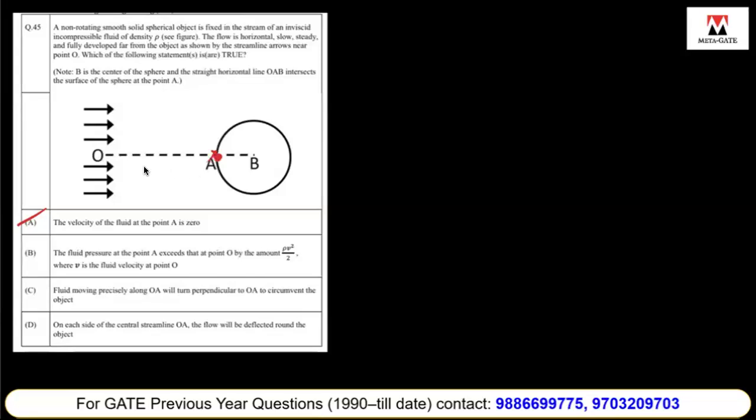Now, if you see, the pressure at point A exceeds that at point O by an amount of half rho v square. From Bernoulli's principle, P at O plus half rho v square is equal to PA plus half rho VA square. As VA is 0, it approaches 0. So the pressure at this point exceeds the P naught by half rho v square.